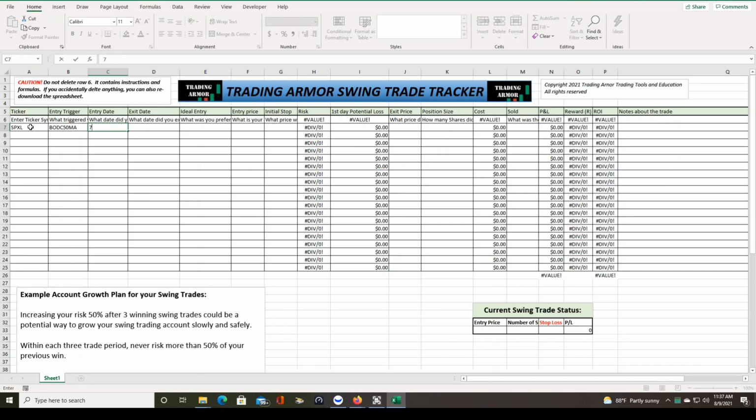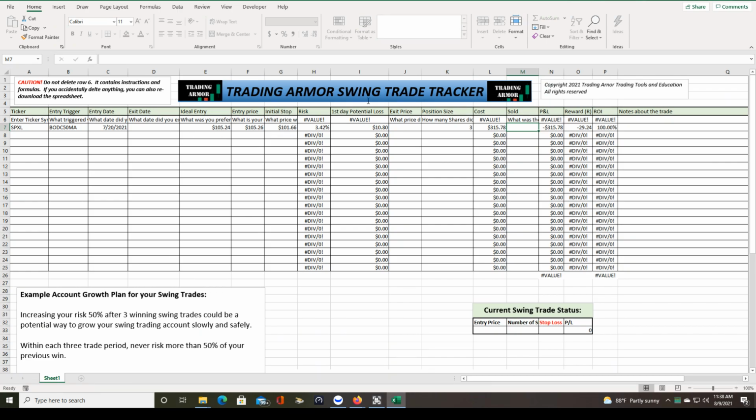The entry date was 7/20/21. The exit date, we're still in the trade, so we're going to leave that blank for now. Ideal entry, I believe, was 105.24. My actual entry was 105.26. My initial stop, 101.66. And our position size is 3 shares. We don't know the other stuff like the exit price because we're still in the trade, so we skip that. We haven't sold it yet.